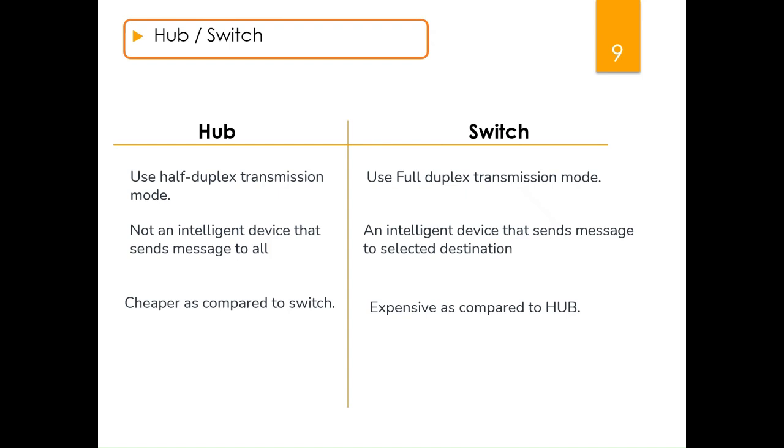When we compare these two devices, a hub uses half-duplex transmission mode, is not an intelligent device, sends messages to all, and is cheaper compared to a switch. A switch uses full-duplex transmission mode, is an intelligent device that sends messages to the selected destination, but it is expensive compared to a hub.